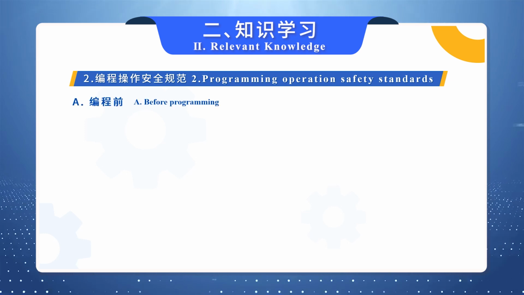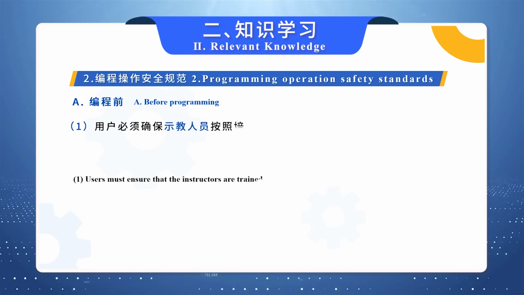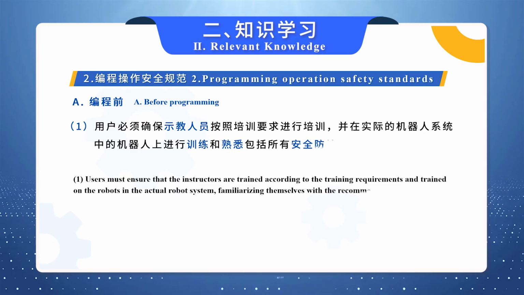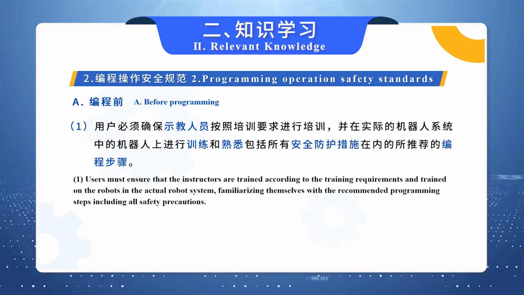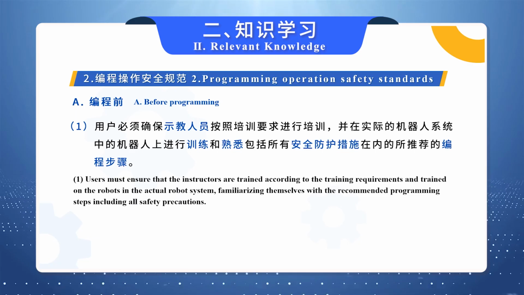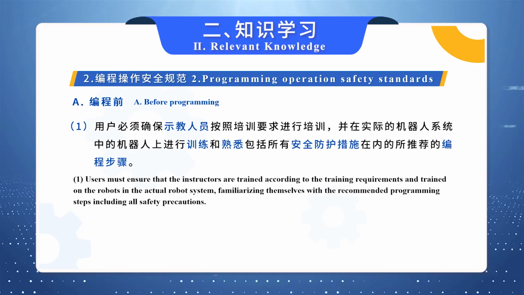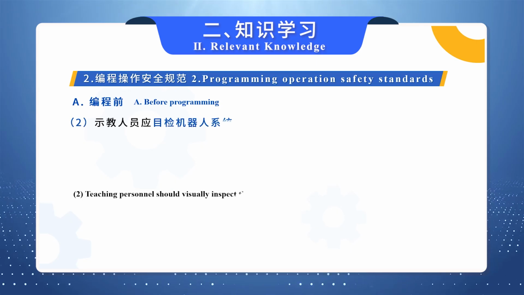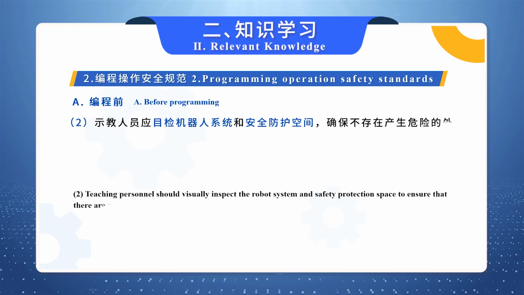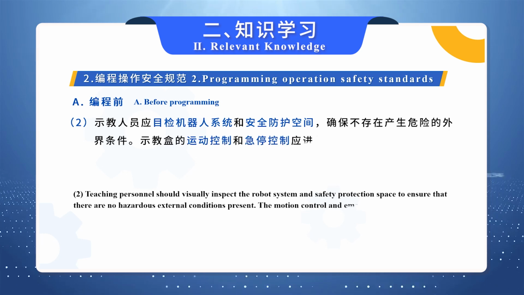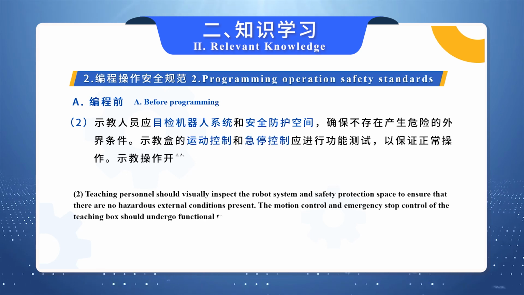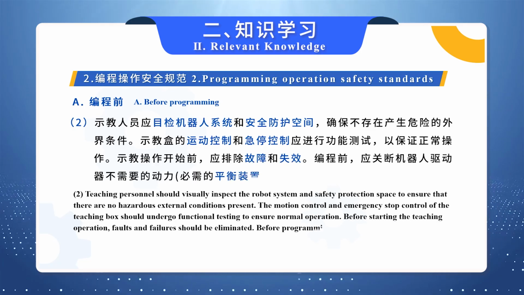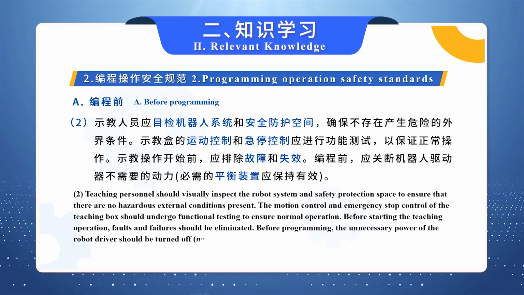2. Safety specifications for programming operations. Before programming. 1. Users must ensure that teaching personnel have received training in accordance with relevant requirements and have been trained in the actual robot system to be familiar with the recommended programming steps, including all safety protection measures. 2. Teaching personnel should visually inspect the robot system and safety protection space to ensure there are no external conditions that may cause danger. Functional tests should be performed on the motion control and emergency stop control of the teach pendant to ensure normal operation.